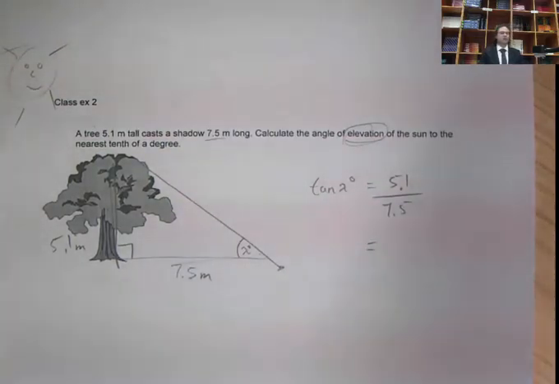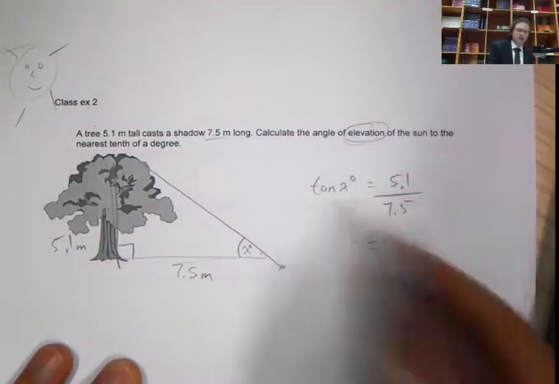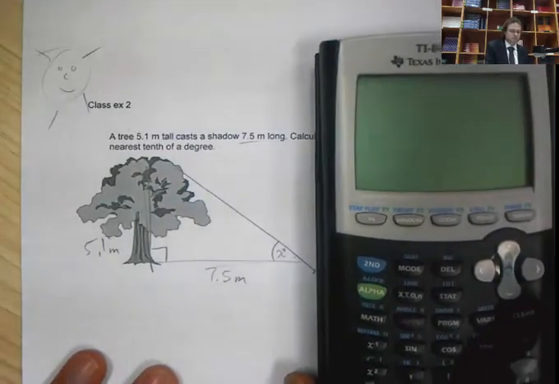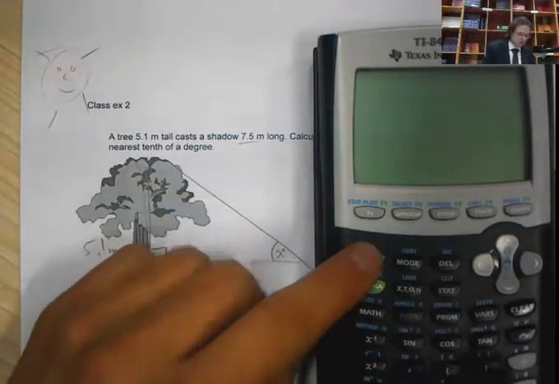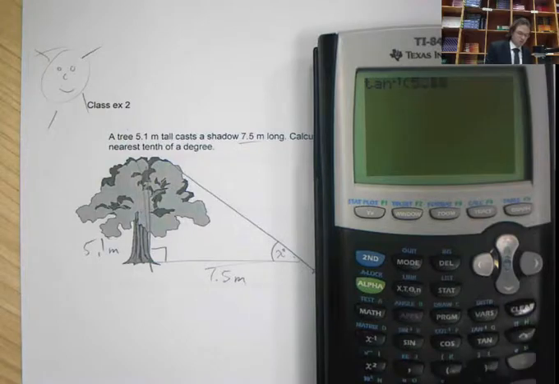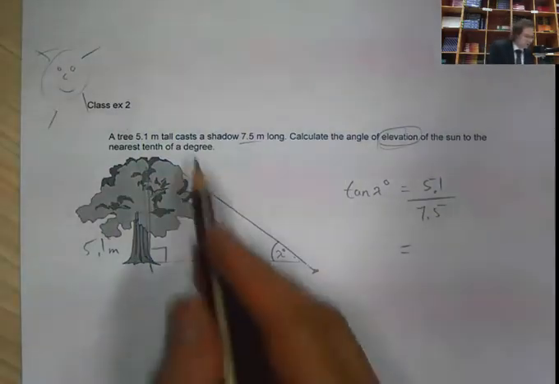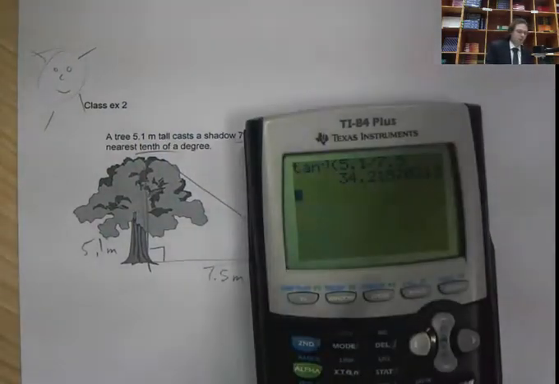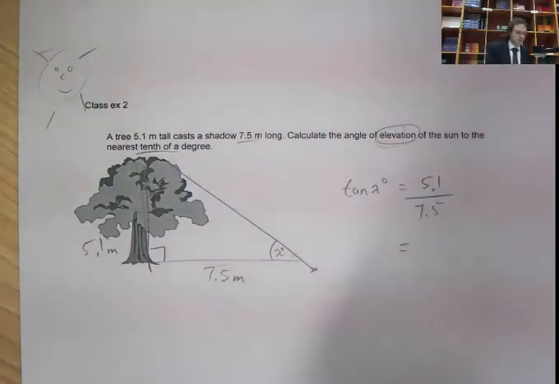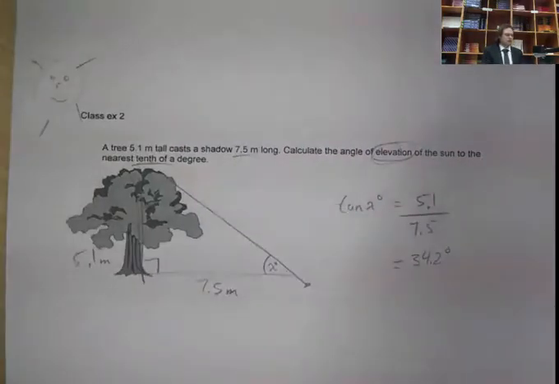Okay? I solve this now. Just need my calculator. Because we're trying to find the angle, we have to go second tan. I'm going to go 5.1 divided by 7.5. And I end up getting 34 degrees. It says to the nearest tenth of a degree, 34.2 degrees. Okay? Let's take a look at my next question.